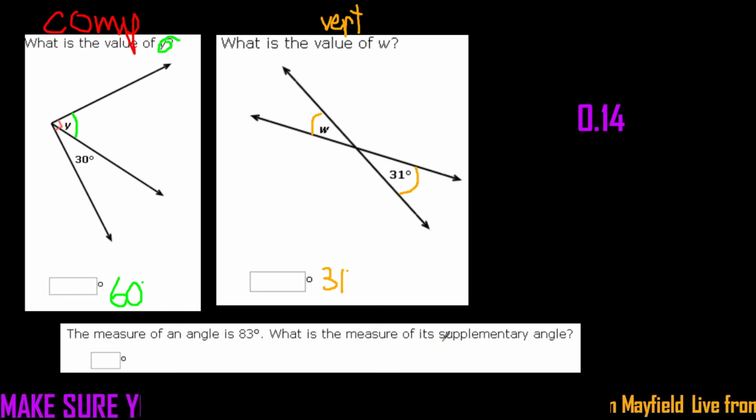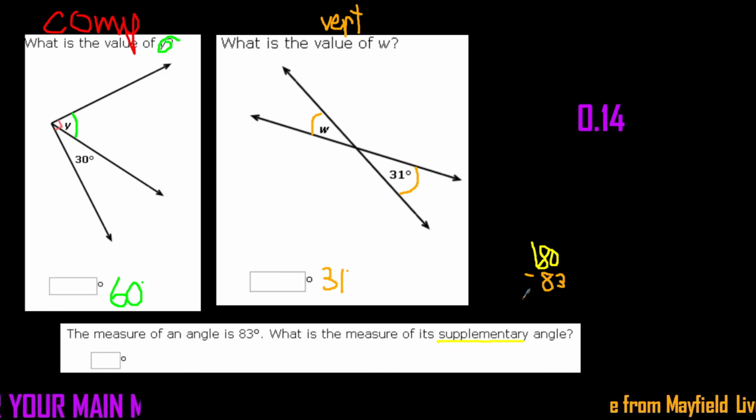Lastly, if it's supplementary, that means that it adds up to 180. So if our first angle is 83, we can take 180 and subtract the one angle from the other. So we can take 180 minus 83 to get our missing angle, which would be 97. So again, they should add up to 180, and you can always double check for yourself on that. Make sure you're using those cards for yourself. Feel free to ask questions to be able to get through these.